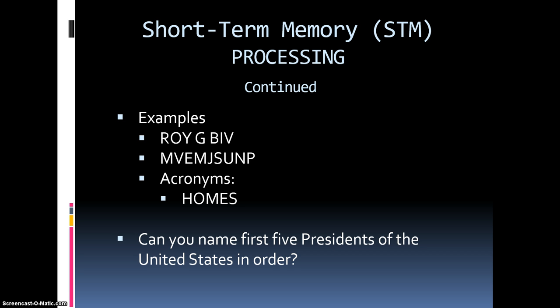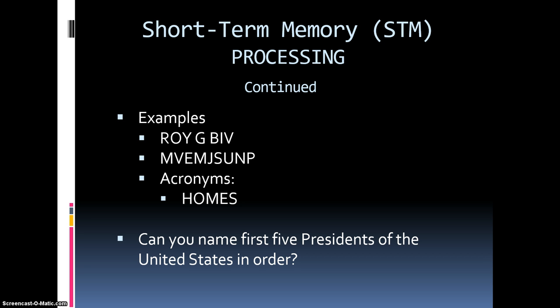Okay, also acronyms that spell something, like HOMES. This acronym here spells the Great Lakes. And if you recall, the Great Lakes: Huron, Ontario, Michigan, Erie, Superior.